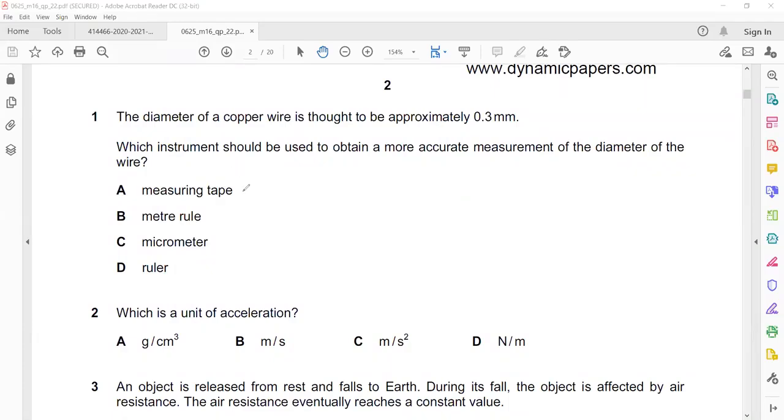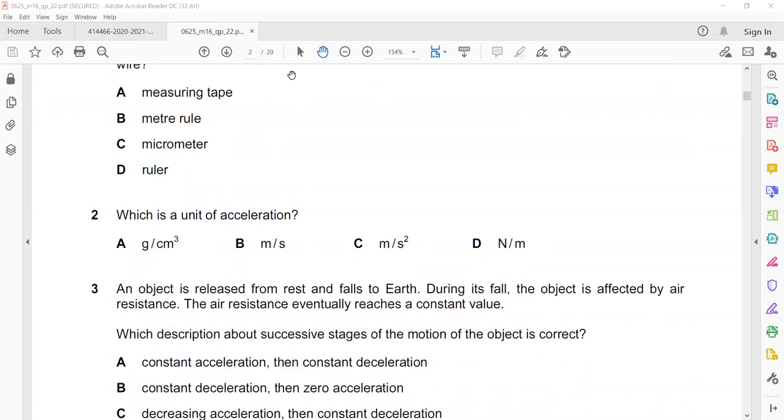So a measuring tape, maximum value can be several meters. For the meter rule, maximum is 1 meter, the smallest is 0.1 centimeter. Micrometer, 0.01 millimeter. Same thing for the ruler as well, that is 0.1 centimeter. So C is the correct answer, the most accurate measurement.